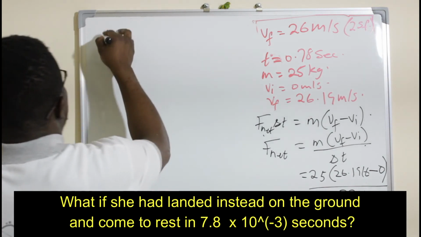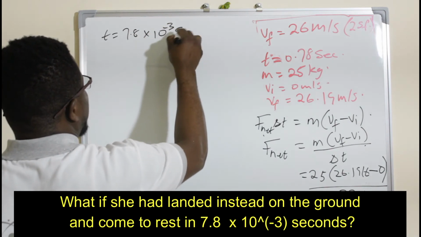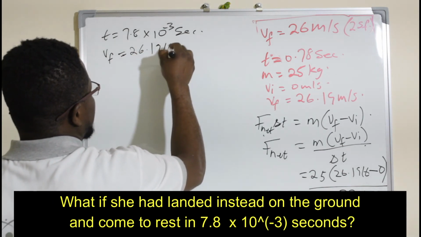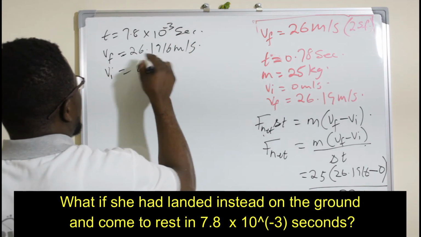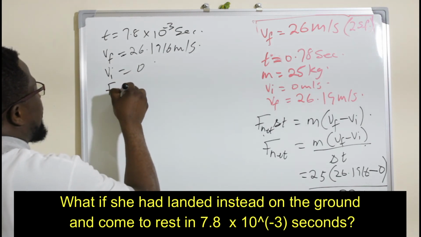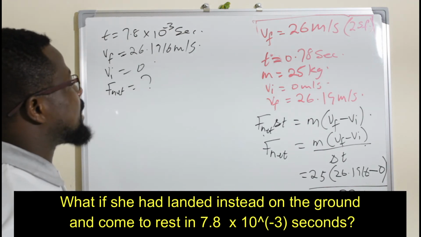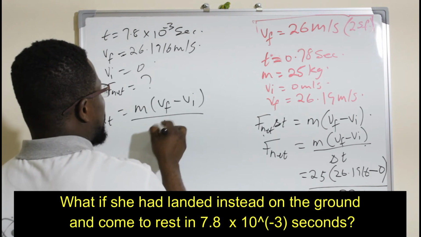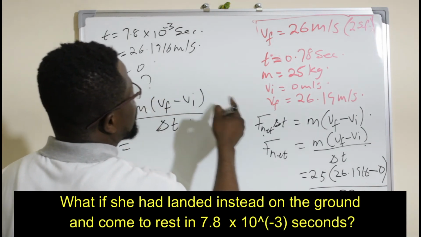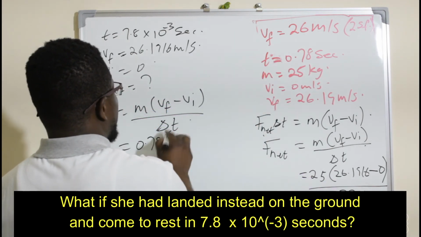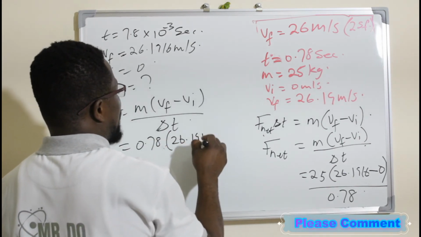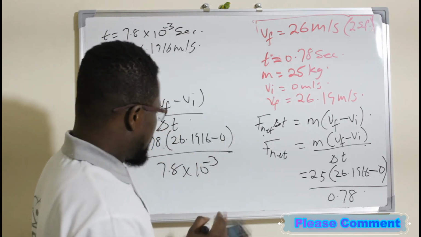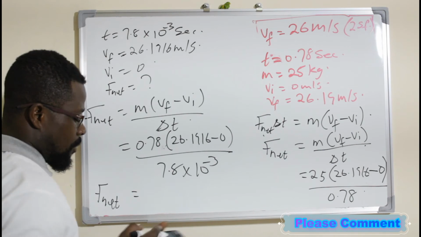We can see time is given as 7.8 times 10 to the power negative 3 seconds, and the final velocity was given to us by calculation as 26.1916 meters per second. The initial is 0. What we want is to find the force. We're going to use the same formula as before, F net is equal to M into V final minus V initial divided by change in T. The mass was given to us as 0.78, and the velocity is now 26.1916 minus 0, and we are dividing by the time, which is 7.8 multiplied by 10 to the power negative 3. Let's see what we are going to have for that.